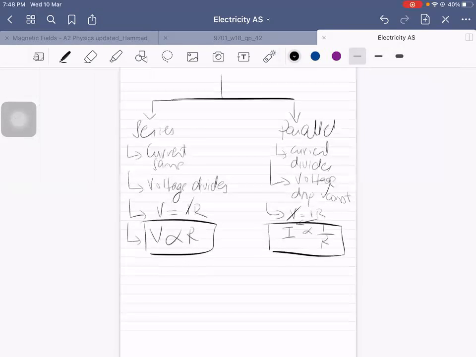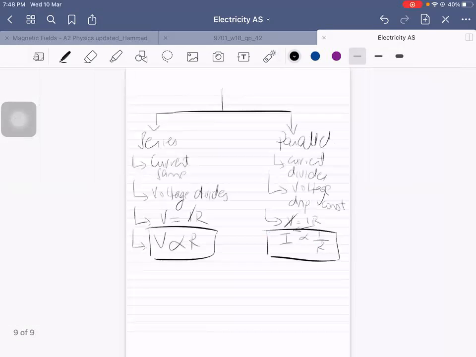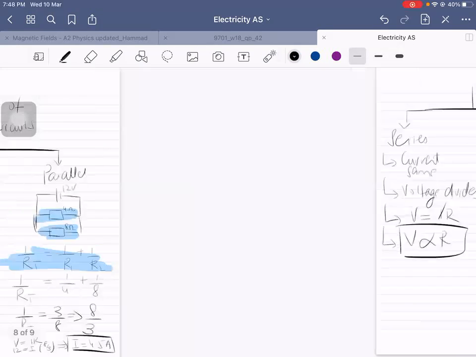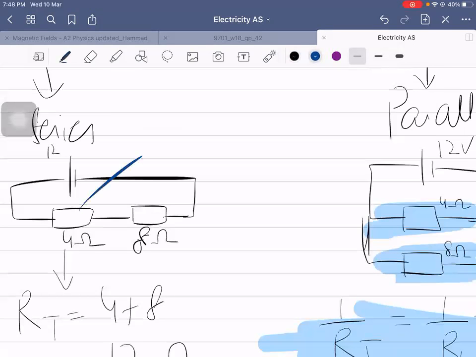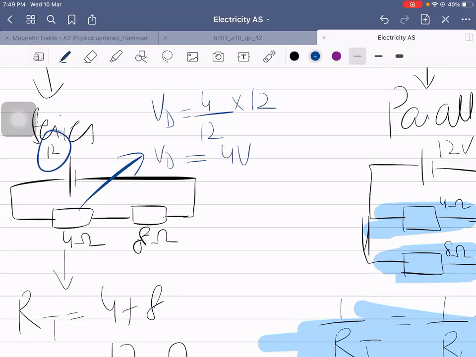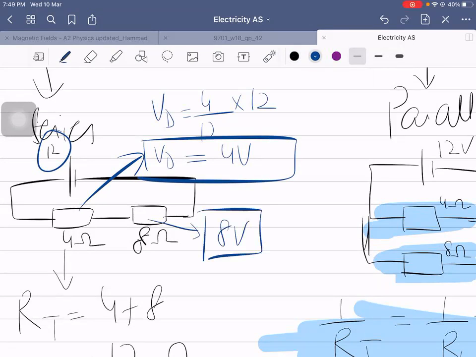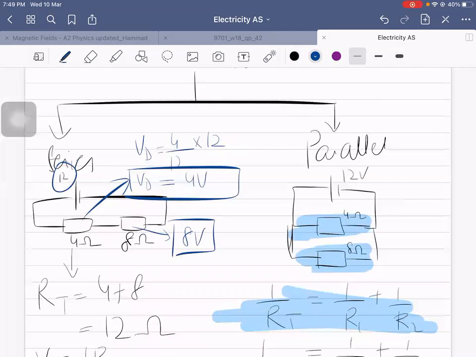So if I were to check off this circuit, please understand that if I were to check on the value of voltage being dropped here, voltage drop is equal to the value of the resistor, which is 4 ohm, divided by the total resistance, which is 12, 8 plus 4 is 12, into the EMF value, which is 12. And from here, I can work out that the voltage dropped is 4 volts here, and therefore 8 volts is being dropped here. So the greater the resistance, the more is the voltage being dropped, right?